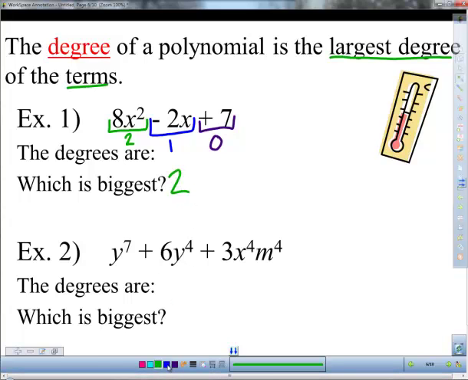Okay, and then we do the same thing with example number 2. The degree of this is 7. The degree of the next term is 4. And then for the degree of this last one, we need to add the exponents. So we have 4 and 4, which gives me 8. So the degrees are 7, 4, and 8. The biggest one would be 8.